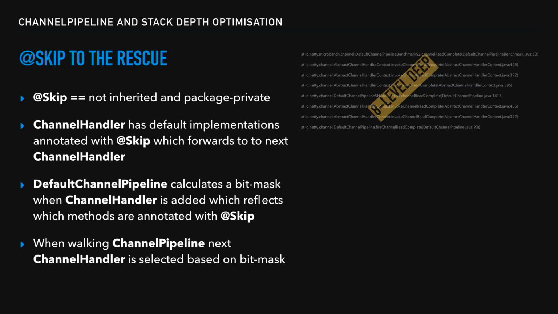So because of this chain that we have, we thought, okay, how can we improve this? How can we remove the chain? Because in reality, even if you have like 12 of these handlers, often you're only interested in one event and not 12 different events that the channel handler provides you a way to extend. You may only be interested in channel active, but not in channel read, for example.